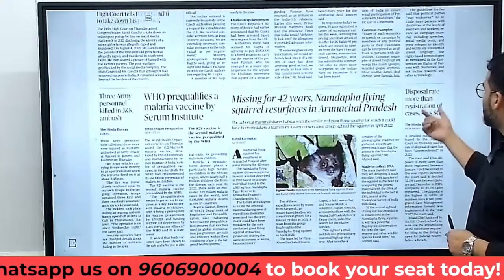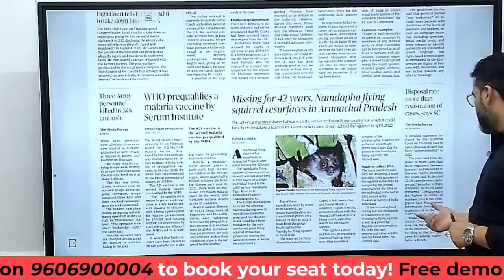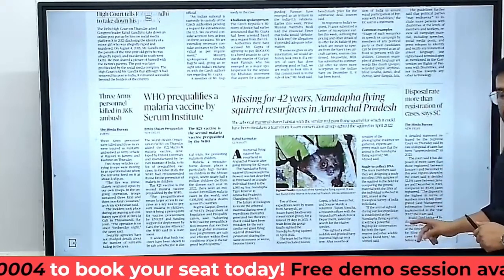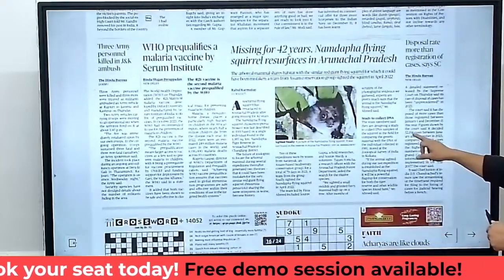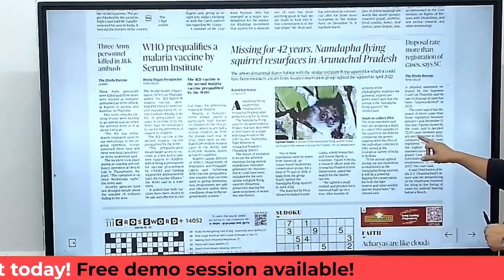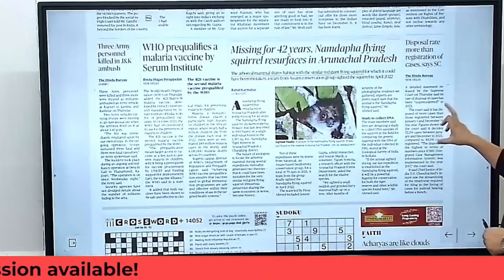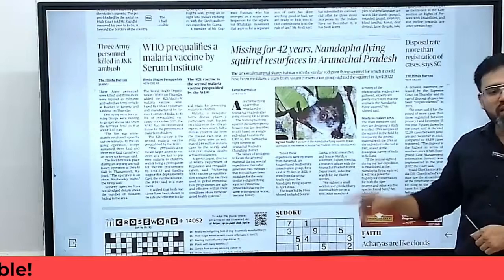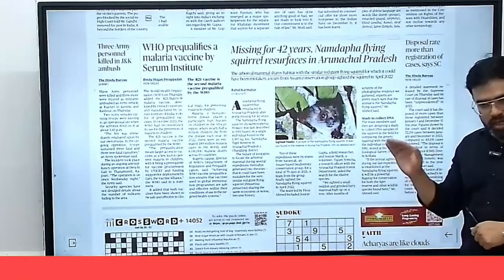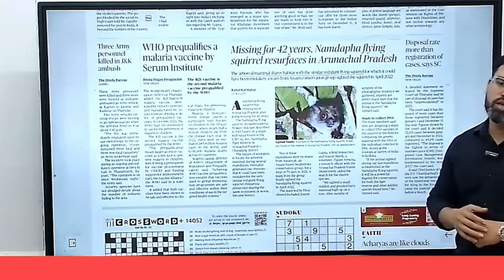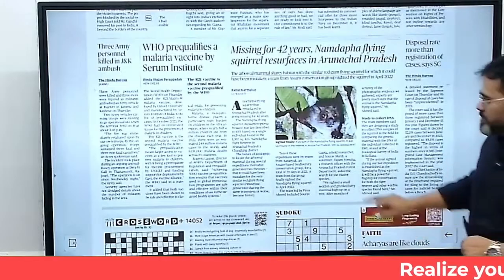Correct? Disposal rate more than registered cases, say Supreme Court. ये important because you will get the data. See, यहाँ पे मैंने data लिख दिया है. Is it 52,019 cases between January and December they have solved. So आपको खोजना है how many pending cases are still there at the level of Supreme Court, at the level of High Court, at the level of subordinate courts. Data you have to select.